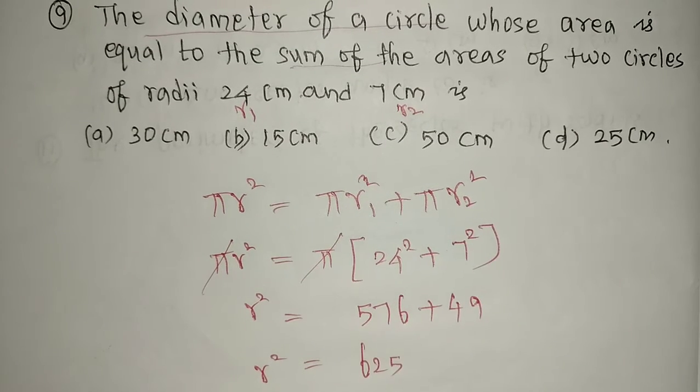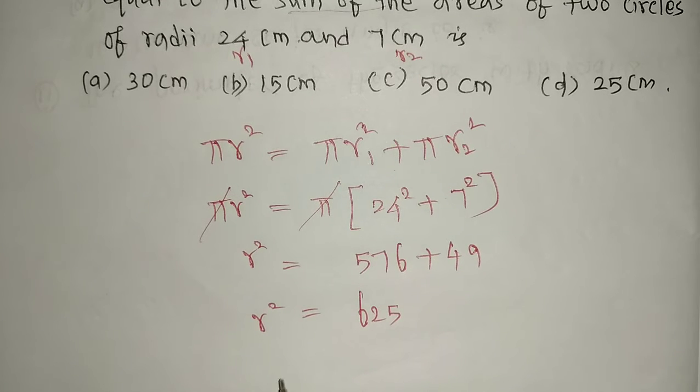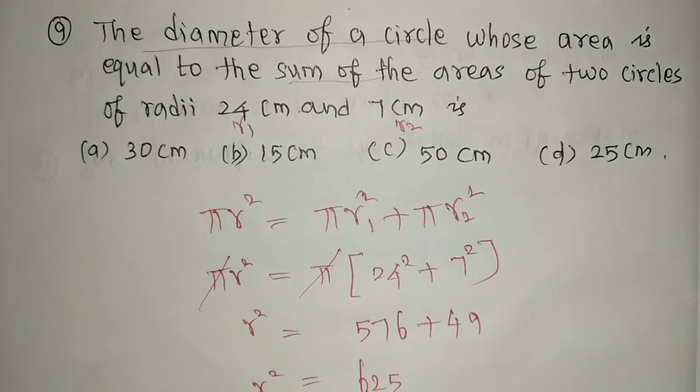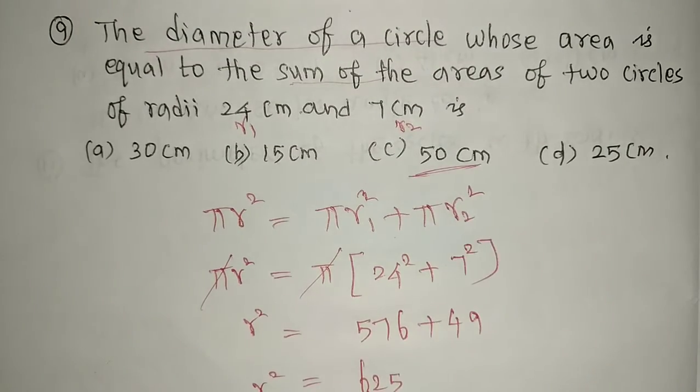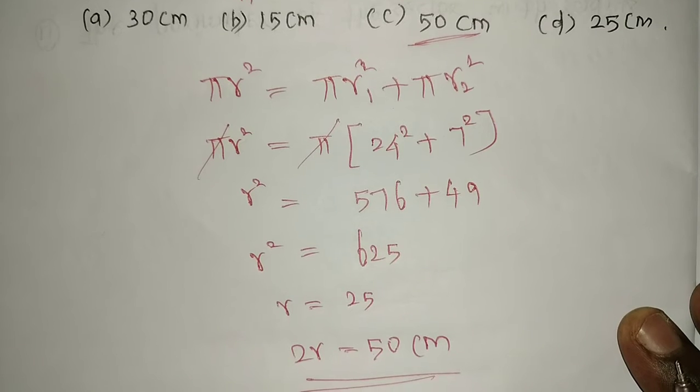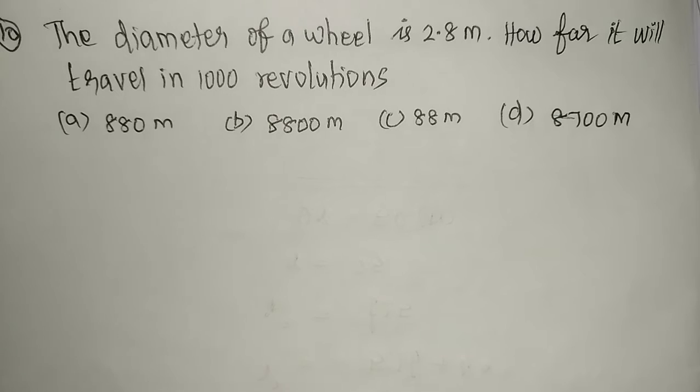625. We know very well the square root of 625 is 25. They asked to find the diameter, so we need to multiply by 2 on both sides, then we get 50 centimeter. That's it. They asked to find the diameter, so 50. Option C is our required answer. So I hope you understand question number 9. If you need it, please take notes. That's it. Question number 10.